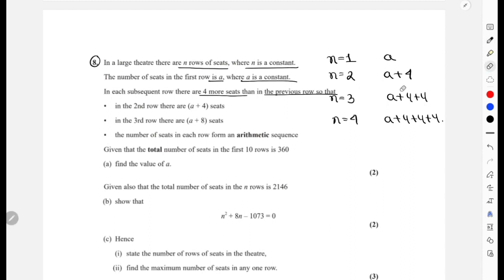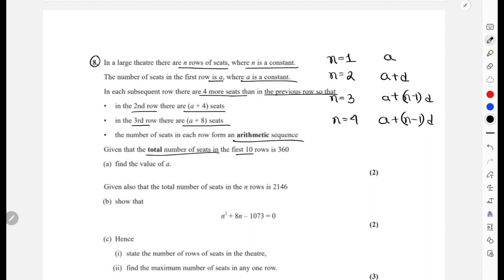You can write this also in terms of a, a plus d, a plus 2d, a plus 3d over here, right? And this is the equation for your arithmetic progression. Now it was already stated that in the second row you have a plus 4 seats and in the third row you have a plus 8 seats, and the number of seats in each row form an arithmetic sequence given that the total number of seats in the first 10 rows is 360.